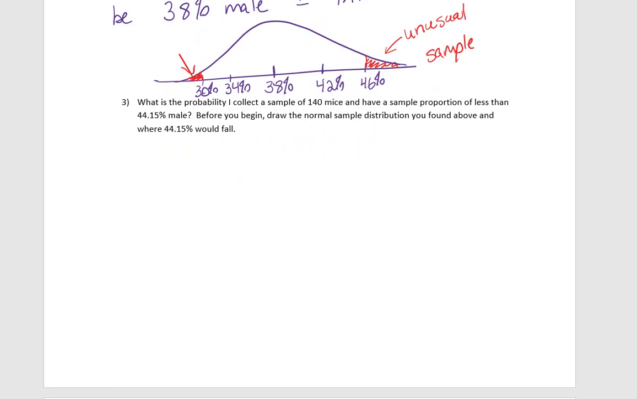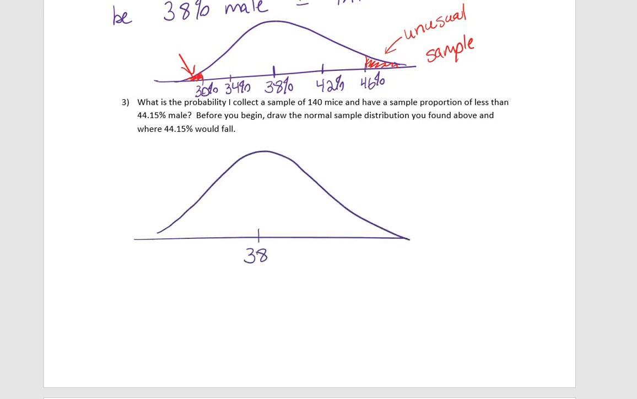So, the next question says, what is the probability that I collect a sample of 140 and the sample proportion is less than 44.15% male? Okay, so again, we're going to draw this guy out one more time.